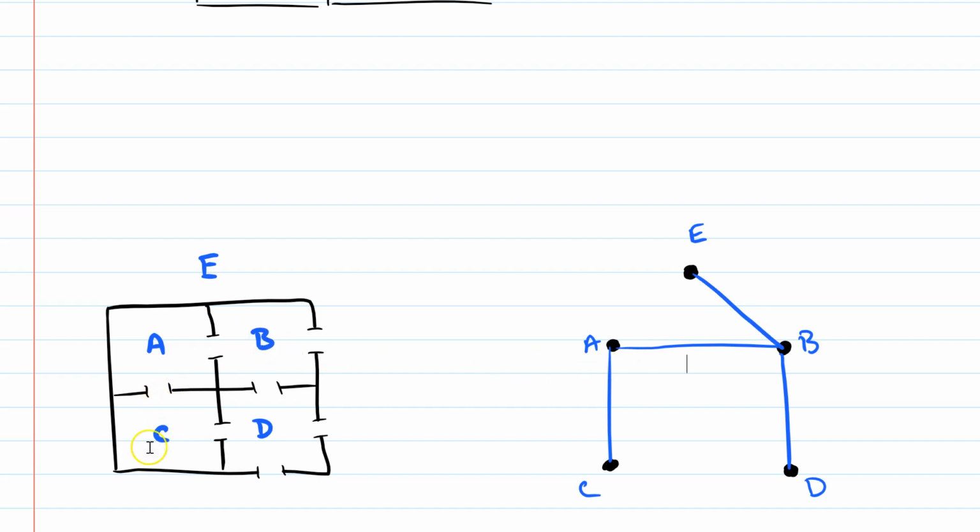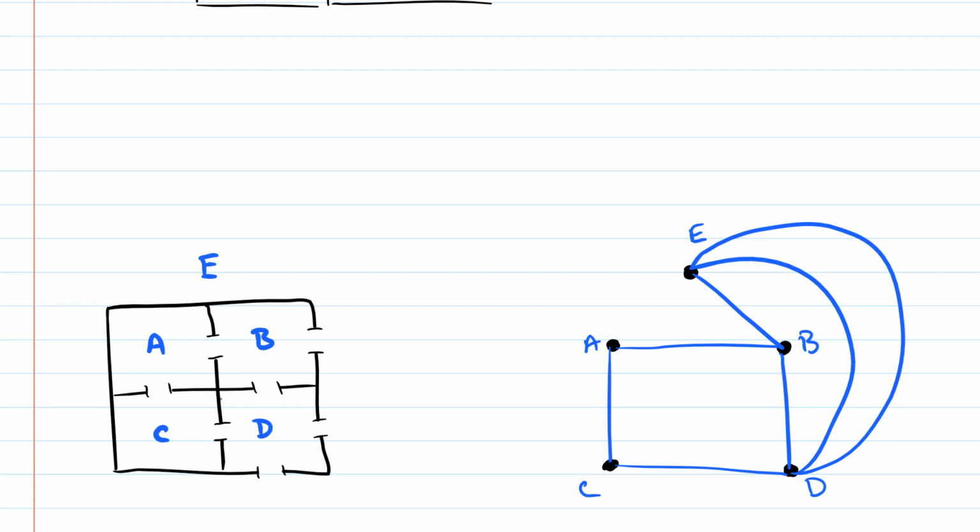I'll move on to room C. C is already connected to A. It's also connected to D, so I'll make sure I draw that edge. Now I can move on to room D. I've got a connection between D and B already, and between D and C already. I actually have two connections between D and the outside. I've got two doors that lead to the outside, so I can draw those like this. Those are two separate edges to represent the two separate ways to get from D to the outside.